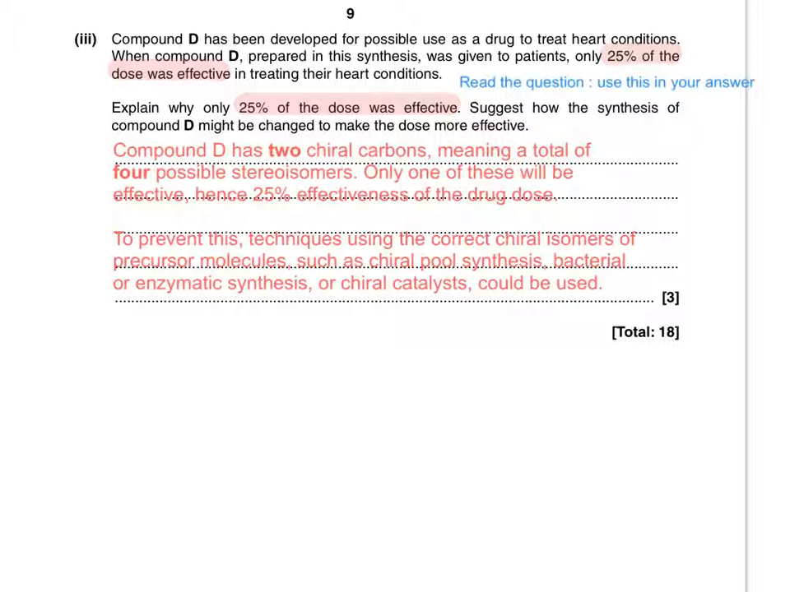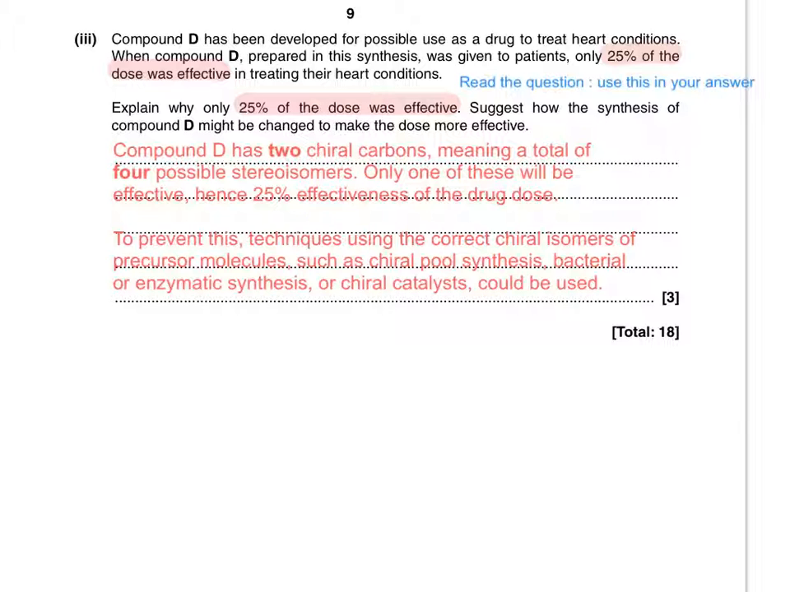So compound D has 2 chiral carbons. If each chiral carbon can have 2 possible stereoisomers, then it means a total of 4 possible enantiomers could be produced. If only one of those is 100% effective on treating the heart condition, then if you don't do something about that 25%, if you don't do something about the fact that there's 2 chiral carbons, meaning 4 possibilities, your dose will only be 25% effective. This means that 75% of your dose could either be toxic, at worst, or at best ineffective and therefore wasteful of resources, and make the drug more expensive, and you'd have to take more of it to get the same effect on your heart condition.